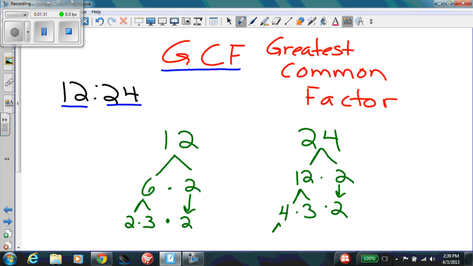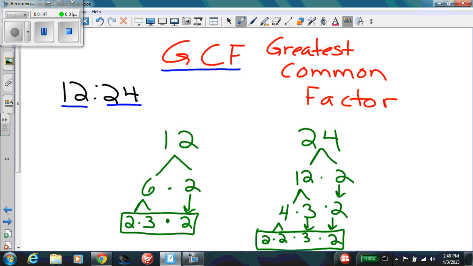Well, the number 4, I can use 2 times 2 to equal 4. And I want to bring down the 3. So 2 times 2 times 3 times 2. All of this will equal 24, just as 2 times 3 times 2 is going to equal 12. All right, so now what factors can they have? What's the greatest factor that they have in common?